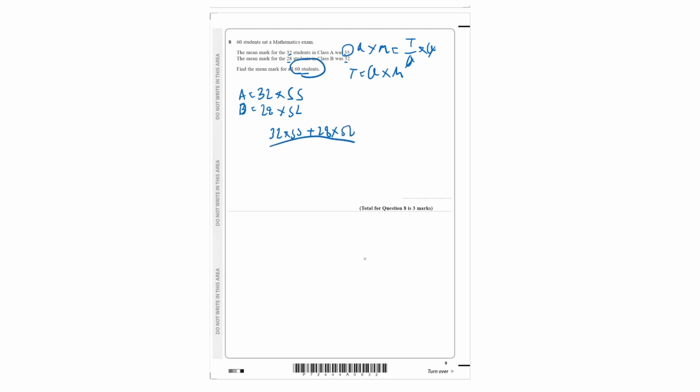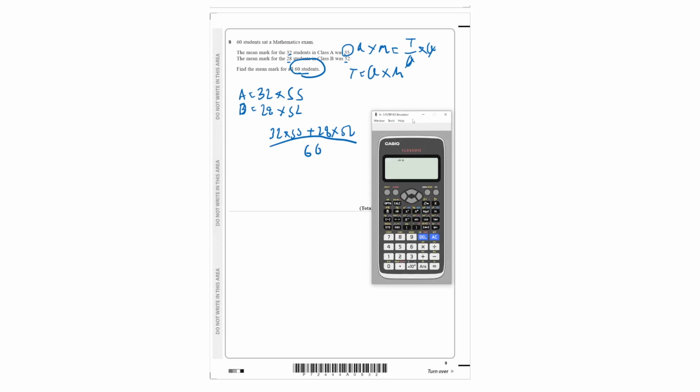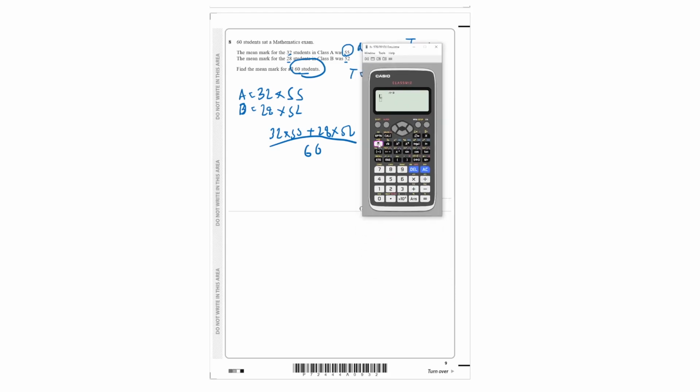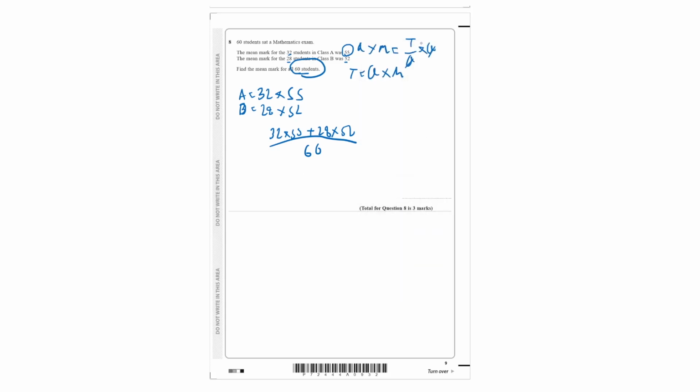So that is 60. And we can put this into a calculator to find our answer, which is the fraction 32 times 55 plus 28 times 52, which is then divided by 60. We get 53.6.